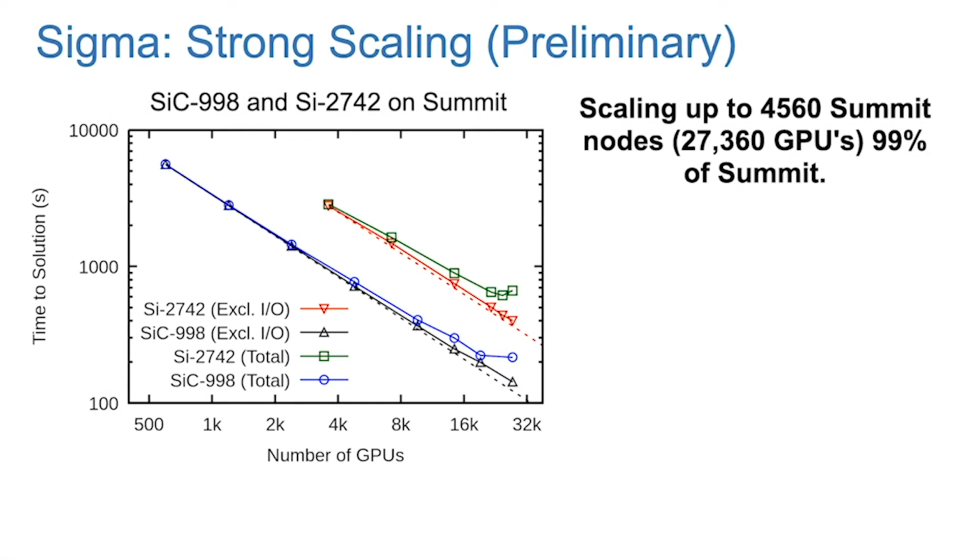Sigma instead scales much better than Epsilon thanks to the 2-level parallelization we have implemented, and excellent strong scaling is demonstrated up to the entire Summit, so over 27,000 GPUs. Here we report the result for the 2 largest systems, the silicon carbide and silicon, including the I/O, so total time to solution, and excluding I/O. So it is clear that for the largest run, beyond 20,000 GPUs, the time for the input-output starts to be non-negligible for the total time to solution.